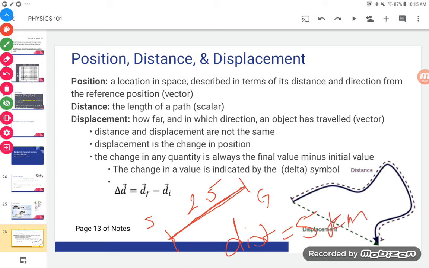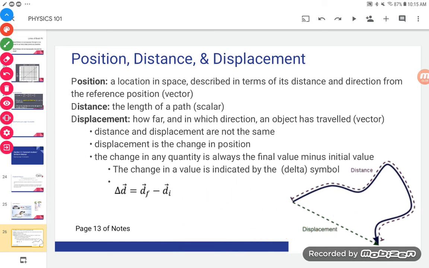But you go all the way there and you end up at the exact same spot that you started. So your displacement is actually 0. You have a displacement of 0 because the final and the initial place are exactly the same. So that's another way of looking at it.